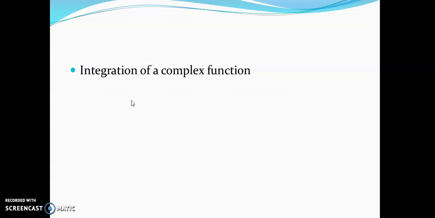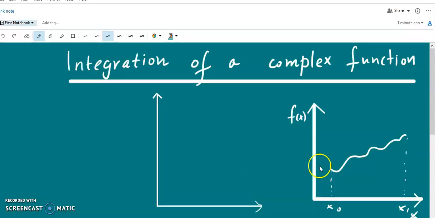So now we define the integration of a complex function. We know that integration is nothing but continuous summation, and we already know the integration of a real function. Suppose this is the real axis x, and the function f of x is defined over here. So it's a curve. The integral of this function from the point x0 to the point x is the area under the curve. Analogous to this, we can define the integration of a complex function.